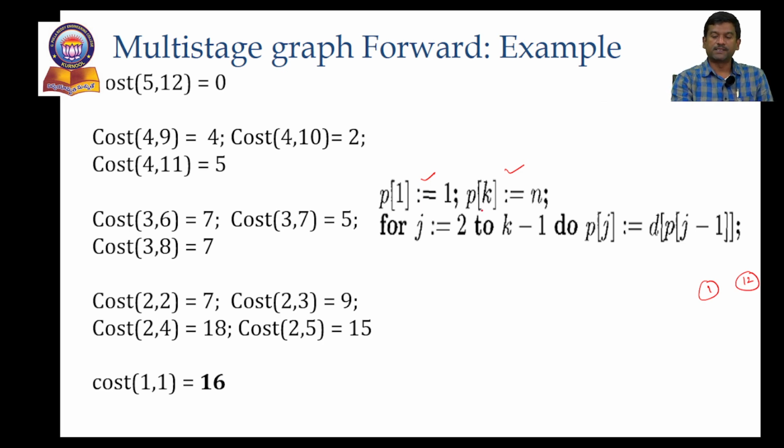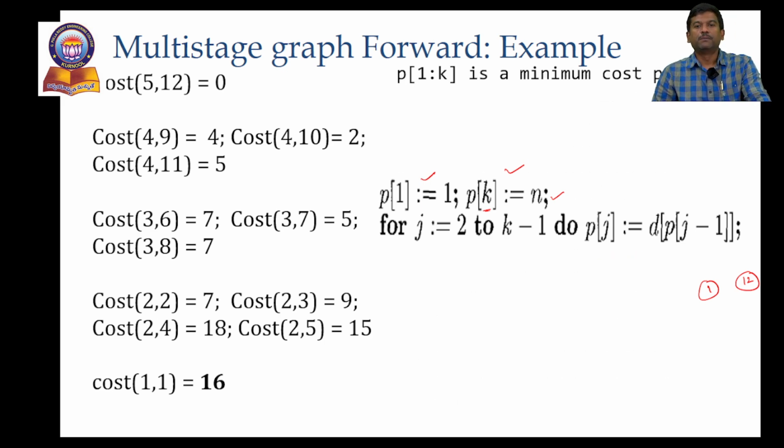k indicates the stage. At stage 5, what is the vertex that is present? That is n. n indicates the number of vertices given in your input. If you consider n equal to 12, there are 12 vertices. So P of 5 is equal to 12 will be the value of your P of k. And the next statement, that is for j equal to 2 to k minus 1, do P of j equal to d of P of j minus 1.